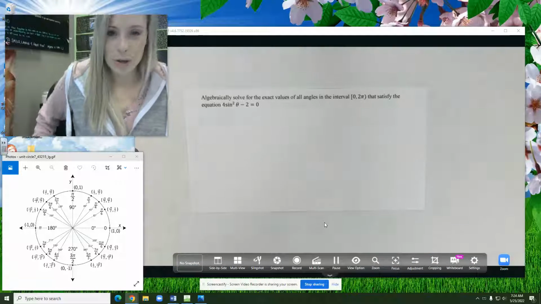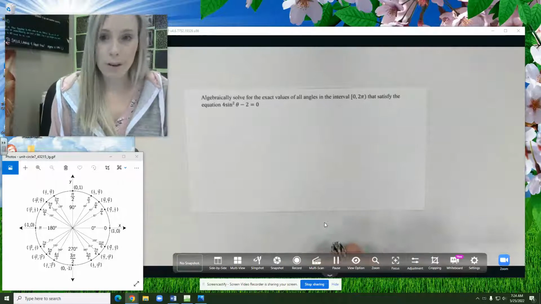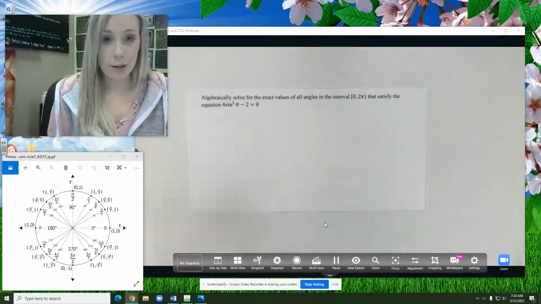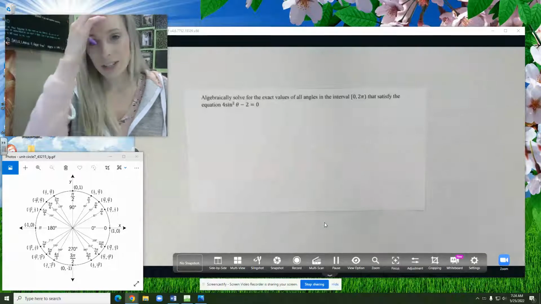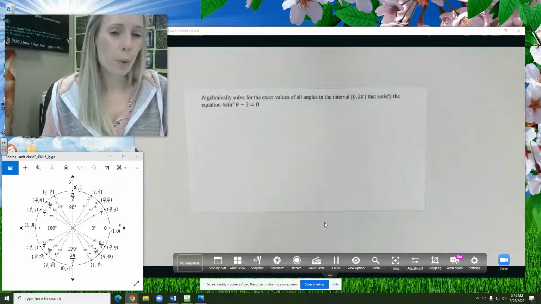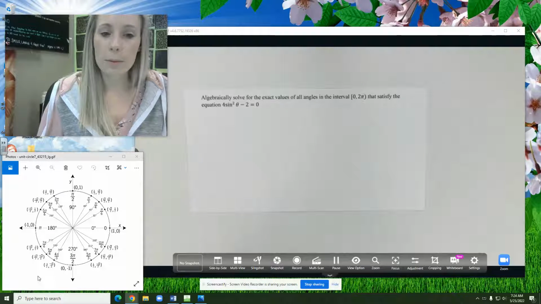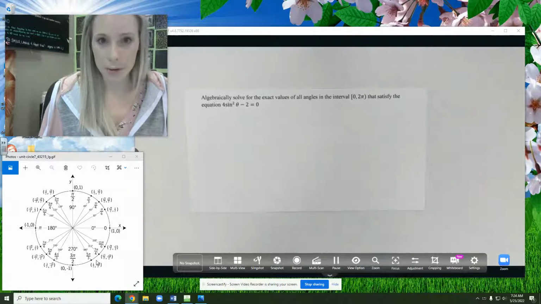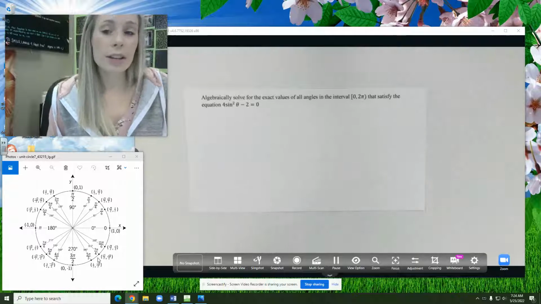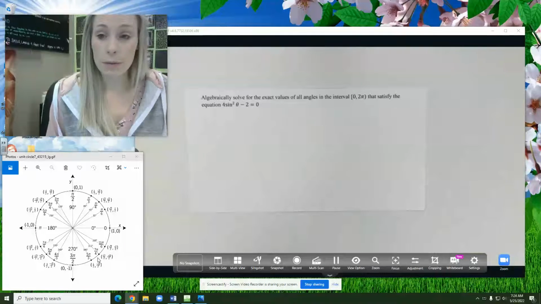In this video, I'm going to show you how to algebraically solve for exact values of a trig function. In this question, we are only looking in the interval from 0 to 2 pi, meaning we really only care about the values that are going to pop up on the unit circle. And we are given the equation 4 times sine squared of theta minus 2 equals 0.